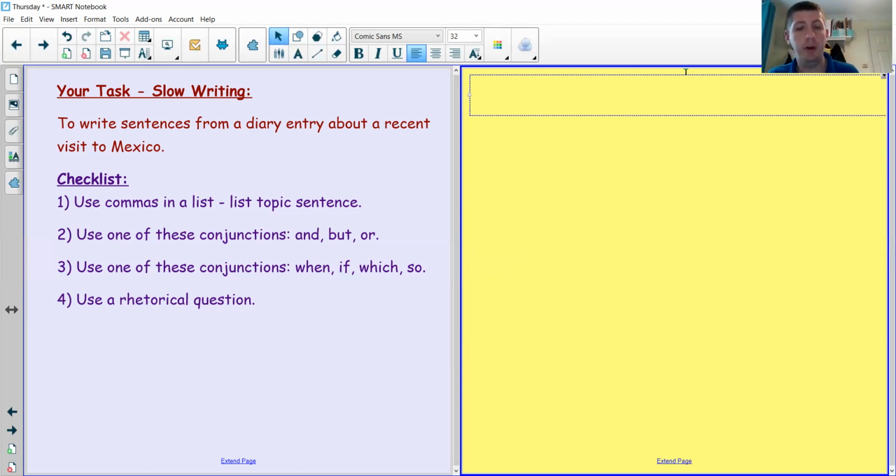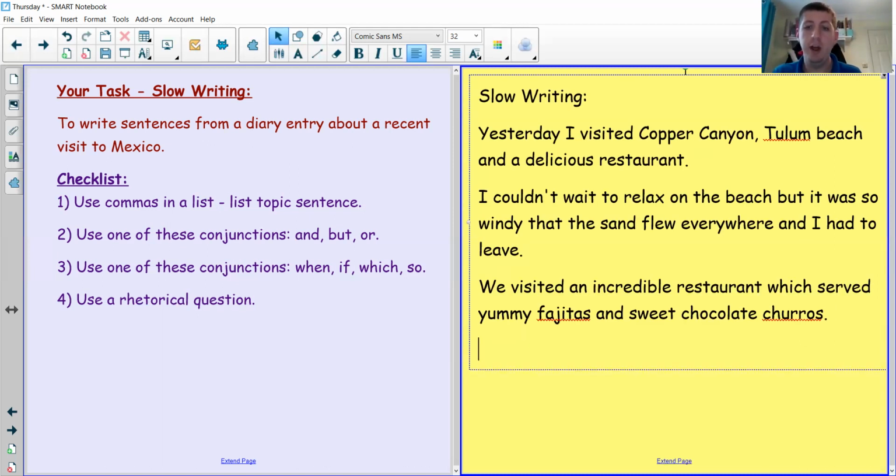Okay, I'm moving on to our fourth and final sentence. I'm going to ask a rhetorical question. A rhetorical question is a question that you ask that doesn't need an answer. And if I was writing it in a diary, it would be a question I'm going to ask myself. So what could I ask myself about what I did or what I'm going to do? I have an idea. I could start my sentence with, what should I get up to tomorrow?